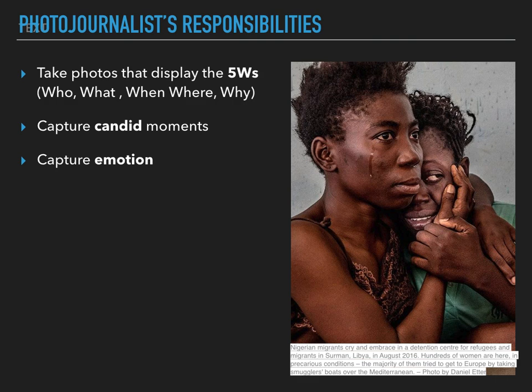Piggybacking off of that, we have to capture emotion. People are drawn to photos that have emotion in them. As you see in the photo to the right, there's something about capturing raw emotion, and most successful photojournalists know how to do this. And so, a big part of your role is to capture moments as they happen, and hopefully you'll get a great example of emotion of some sort.